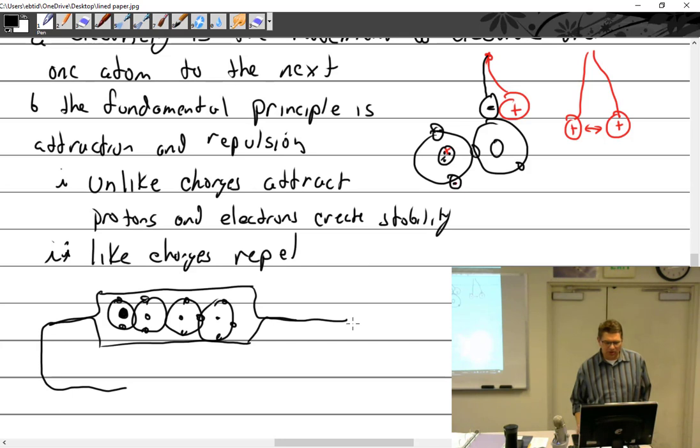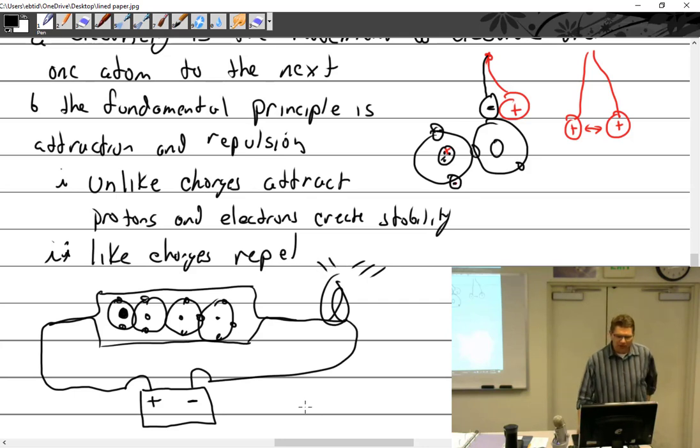I'm sorry, conductor, thanks. So I decide I'm going to hook this up to a battery, and I'm just using black. This is my positive, and this is my negative. I attach my battery there, and my battery there. Whoops, I better put a light on it so we know it's working. So the light's on. Okay.